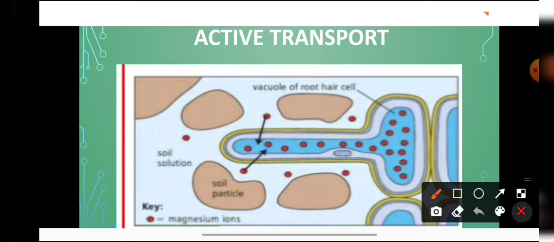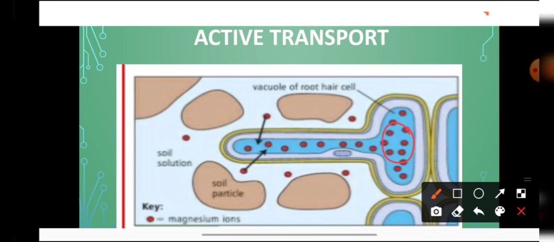Students, very often it is seen that the concentration of magnesium ions is much higher within the root hair cell as compared to the soil. Despite this, the root hair cells keep on absorbing the magnesium ions. This absorption of magnesium ions is taking place against the concentration gradient, that is, from the area of its lower concentration to the area of its higher concentration.